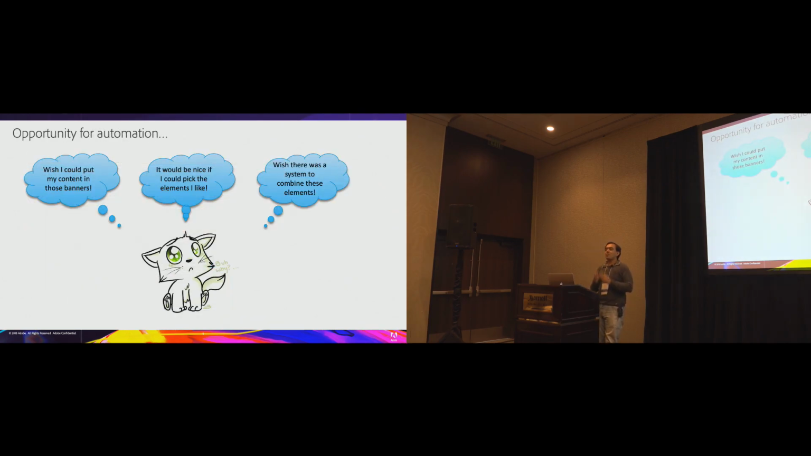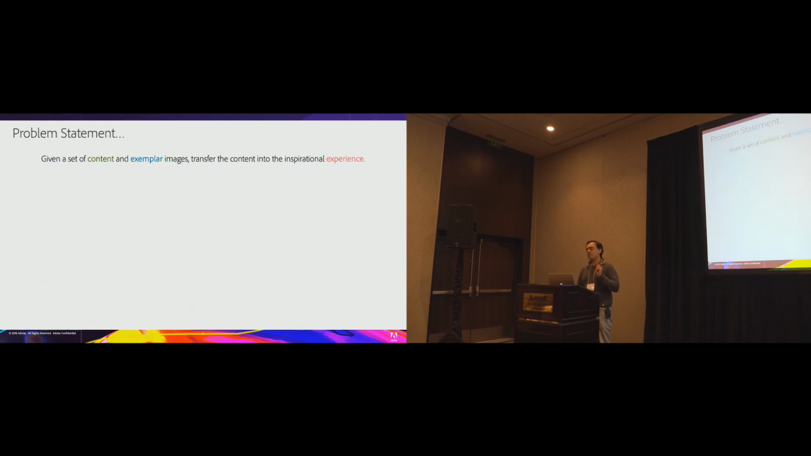People often wish they could see something and put in their own content. That brings us to the problem we are trying to solve: you have an exemplar, and can you transfer the experience of the exemplar image to your own content? More succinctly, given a set of content and a set of exemplar images, can we transfer the content into the inspirational experience?